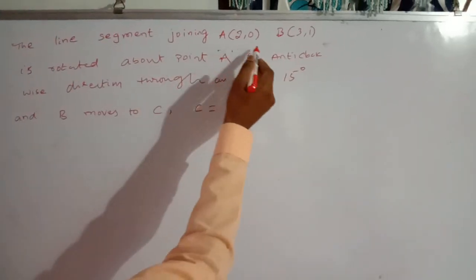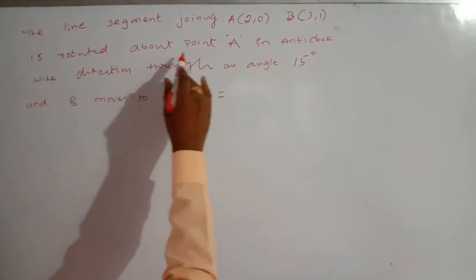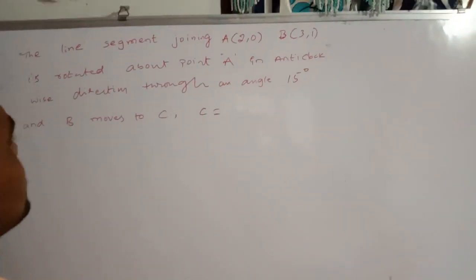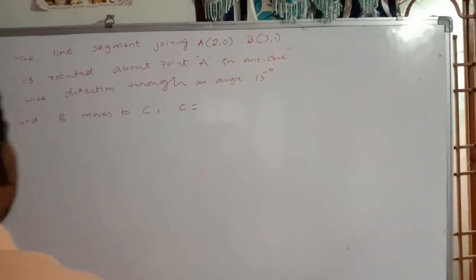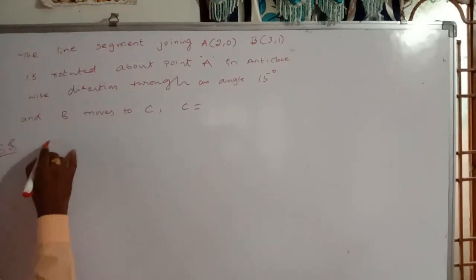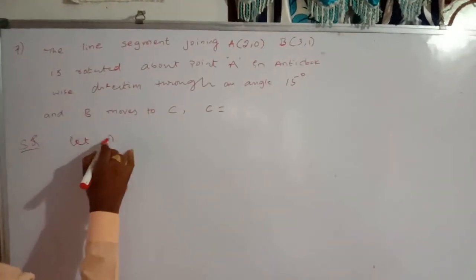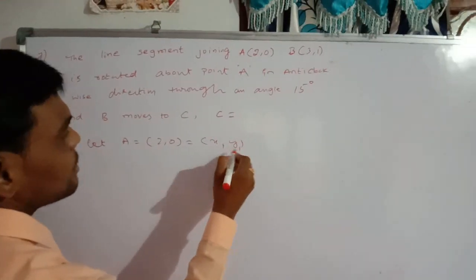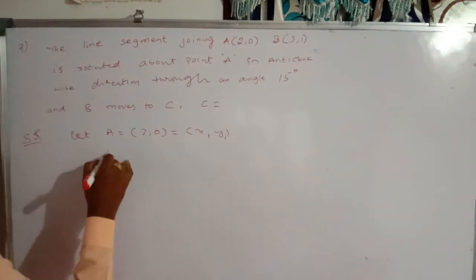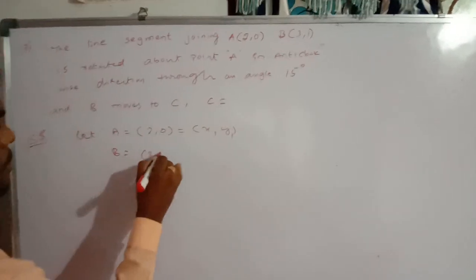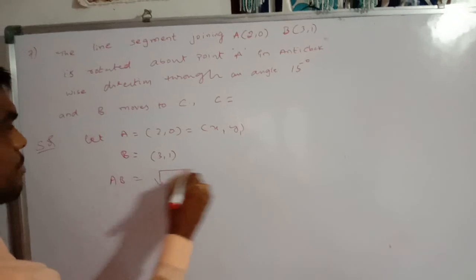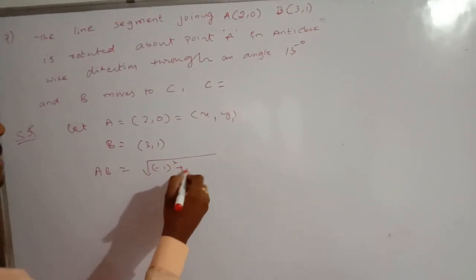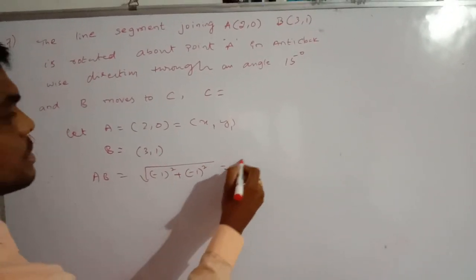The line segment joining A(2, 0) and B(3, 1) is rotated about the point A in the anti-clockwise direction through an angle of 15 degrees, and B moves to C. Then find the coordinates of C. Let A be (2, 0), which is (x1, y1), the point of rotation, and B is (3, 1). Now the distance AB is the root of (2 minus 3) whole square plus (0 minus 1) whole square, which is root 2.